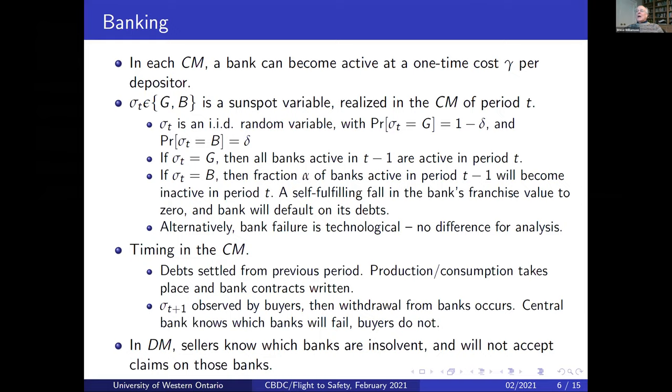Okay, timing is important. In the centralized market, what happens first is all the debts get settled from the previous period. The only debt is going to be the debt of the banks, their deposit liabilities, that they make good on, or maybe not, at the beginning of the centralized market. Then all the production and consumption happens and bank contracts get written. Then at the end of the period, people are going to see that sunspot variable for the subsequent period. They'll see it in advance.